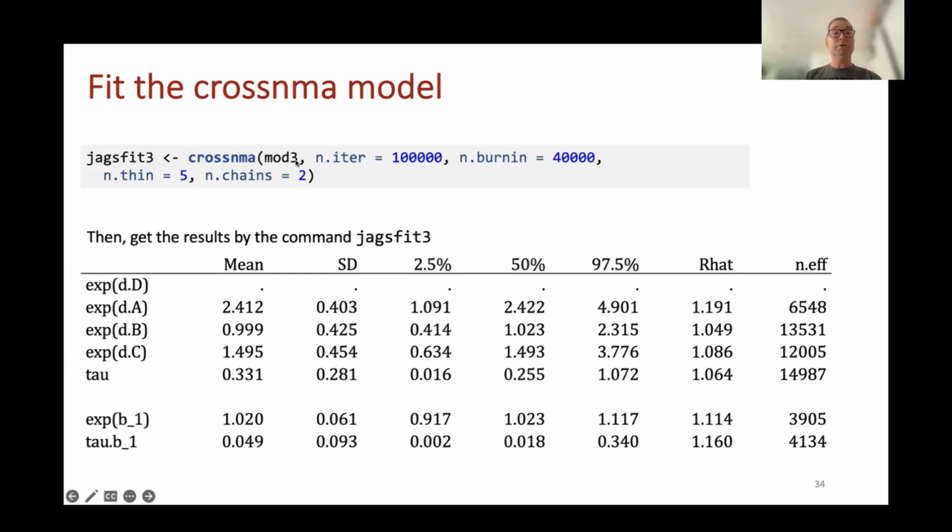Here, model 3 was the one where we use the non-randomized studies as priors. If you just type in the name, JAGS fit 3, then you get a printout that looks quite like this. This is formatted and so on, but basically this is the information. We do not get an estimate for treatment D because we said this is our reference treatment.